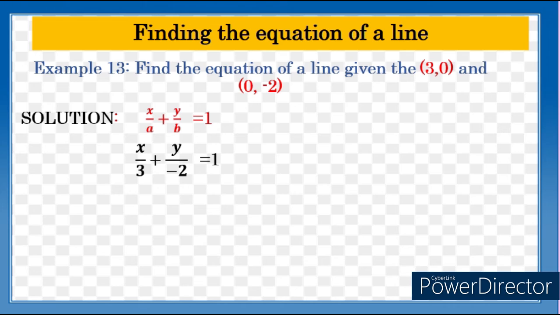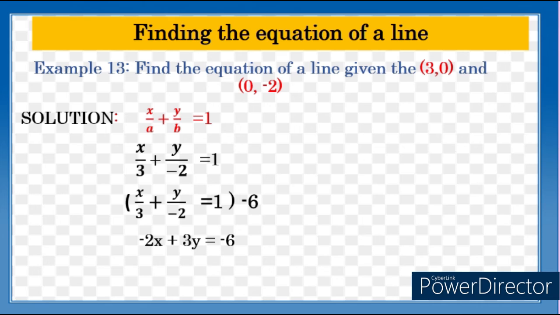So next step po natin dito kapag ganito yung equation natin, hanapin natin yung LCD ng 3 and 2. So ano ba yung LCD ng 3 and negative 2? The LCD is negative 6. So we multiply both sides by negative 6. So we have negative 6 times x is equal to negative 6x divided by 3 is equal to negative 2x. And then negative 6 times y is equal to negative 6y divided by negative 2 is equal to 3y. And then negative 6 times 1 is equal to negative 6.